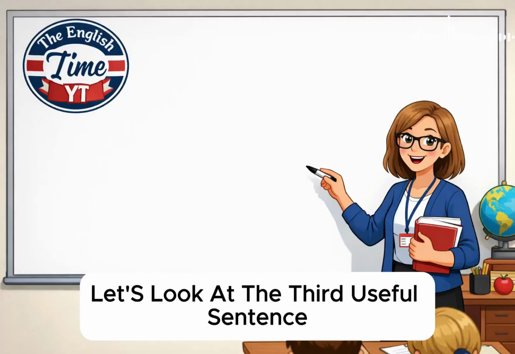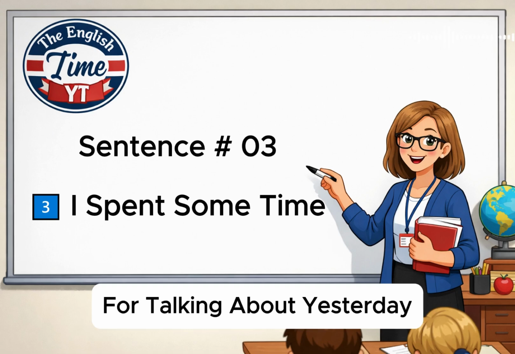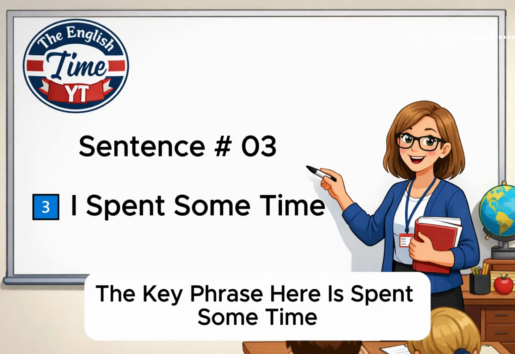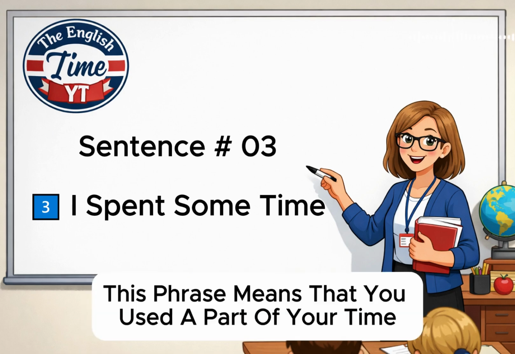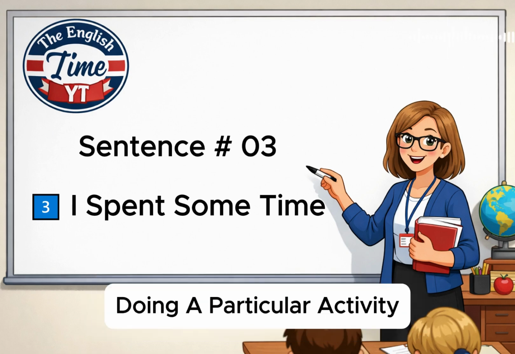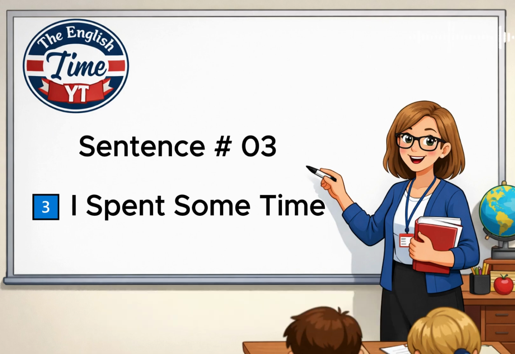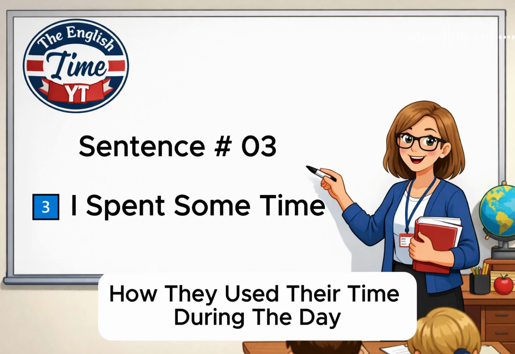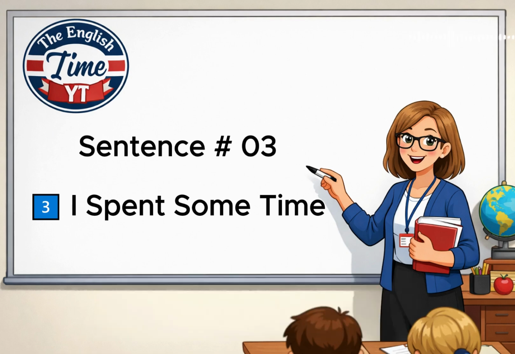Great, now let's look at the third useful sentence for talking about yesterday. The sentence is, I spent some time. The key phrase here is spent some time. This phrase means that you used a part of your time doing a particular activity. It is a very natural expression that native speakers use when they want to explain how they used their time during the day. Let's look at some examples.